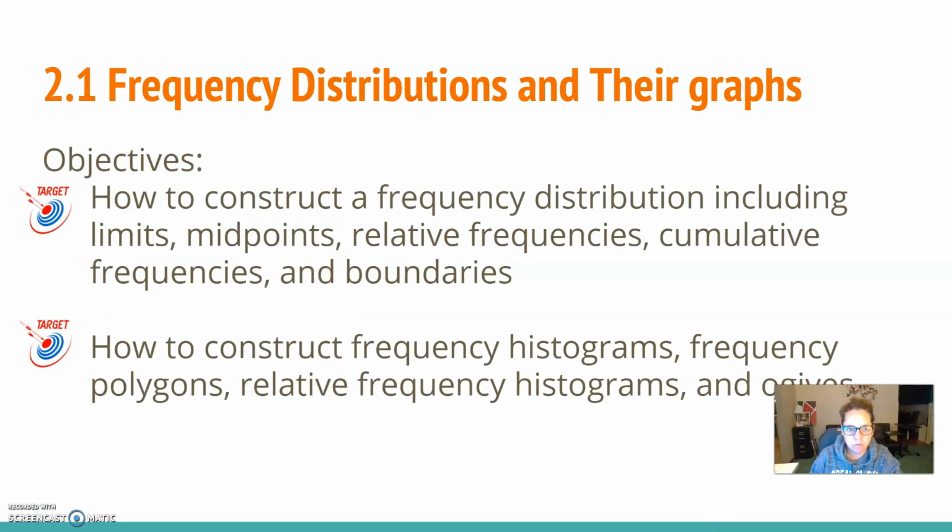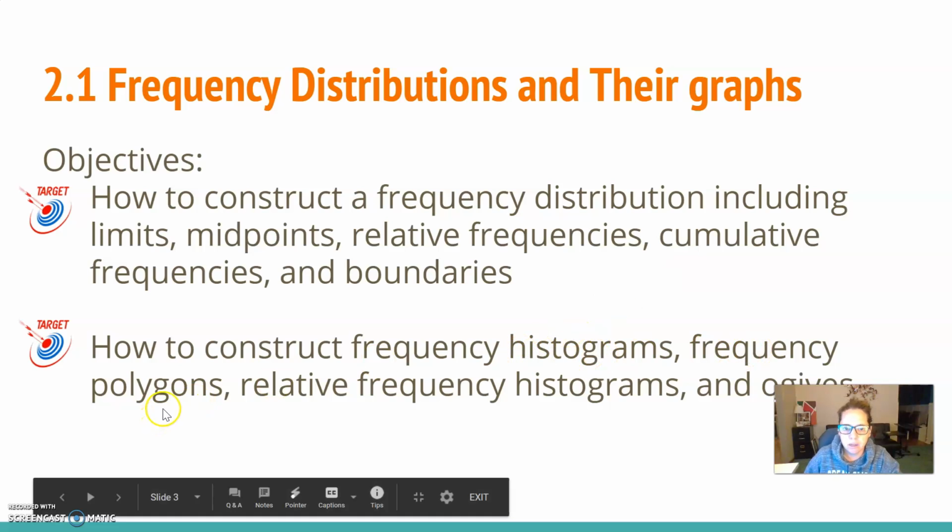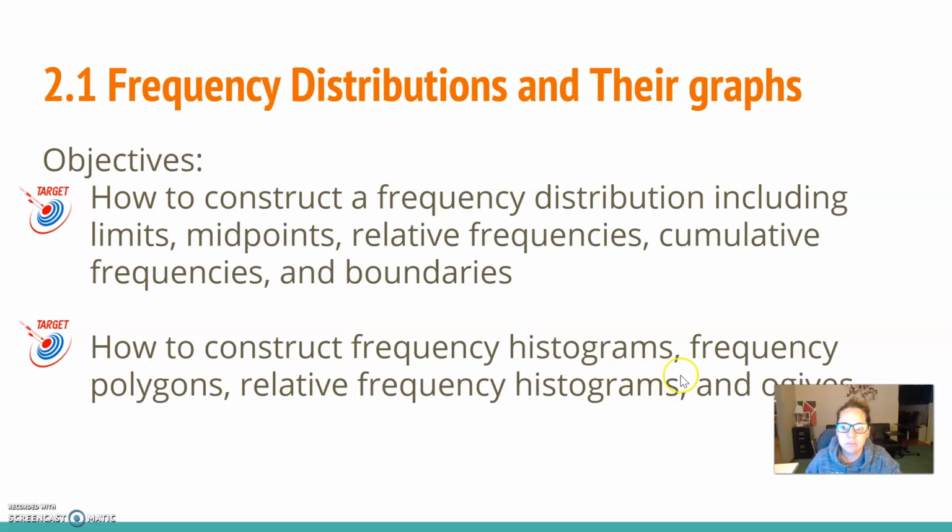And there's going to be two main goals during this section, and the objectives are the two goals. One, how to construct a frequency distribution, including limits, class midpoints, relative frequencies, cumulative frequencies, and boundaries. And then we're also going to talk about how to do some more graphs, and those graphs are called histograms, frequency polygons, relative frequency histograms, and ogive graphs. And it's pronounced ogive, not ogive. Fun fact.